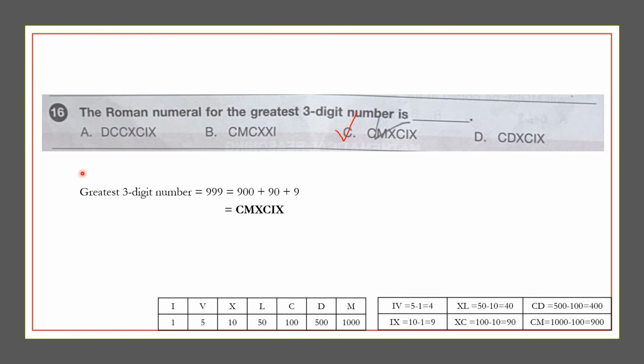Question number 60. The Roman numeral for the greatest 3-digit number is. The greatest 3-digit number is 999, or we can write it in decomposed form as 900 plus 90 plus 9. For 900 we have CM, 1000 minus 100, 900. For 90 we have XC, and for 9 we have IX. So our code is CMXCIX, which is option C.